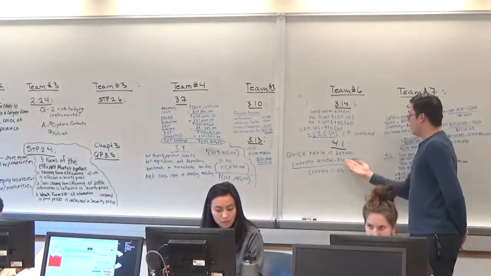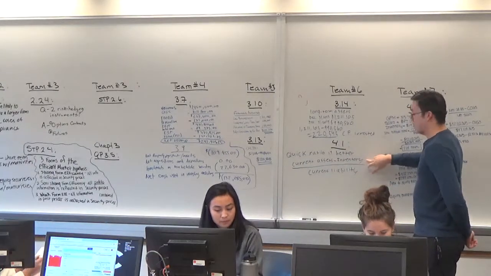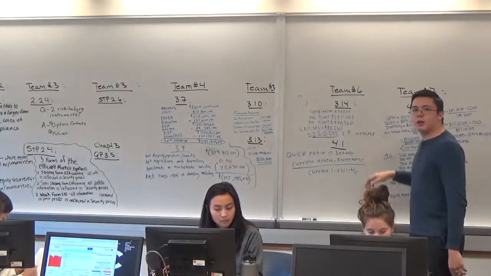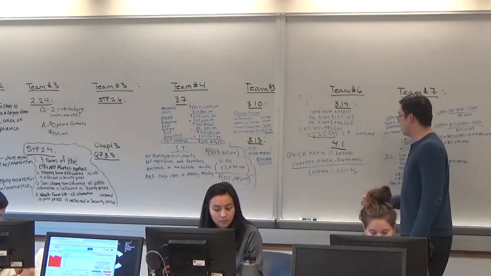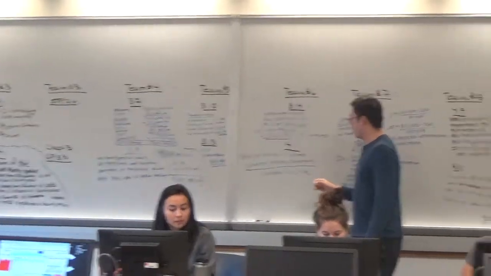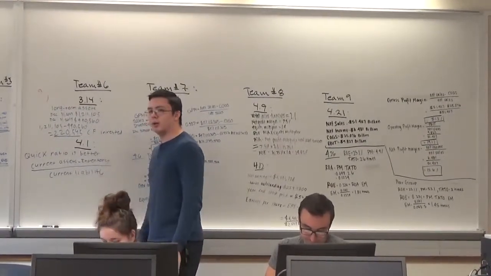And the quick ratio is better than the current ratio solely because it takes inventory into account, and inventory is not as liquid as other things in current assets, so that's why you account for that by subtracting it from current assets and then dividing by current liabilities.